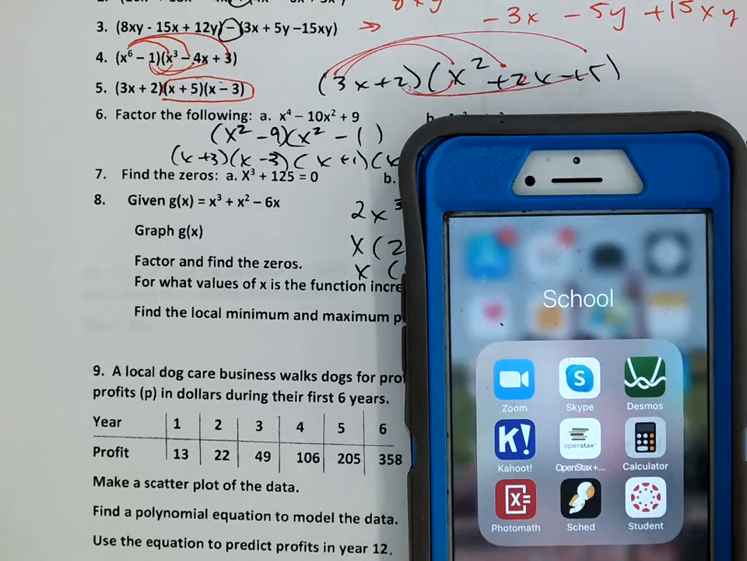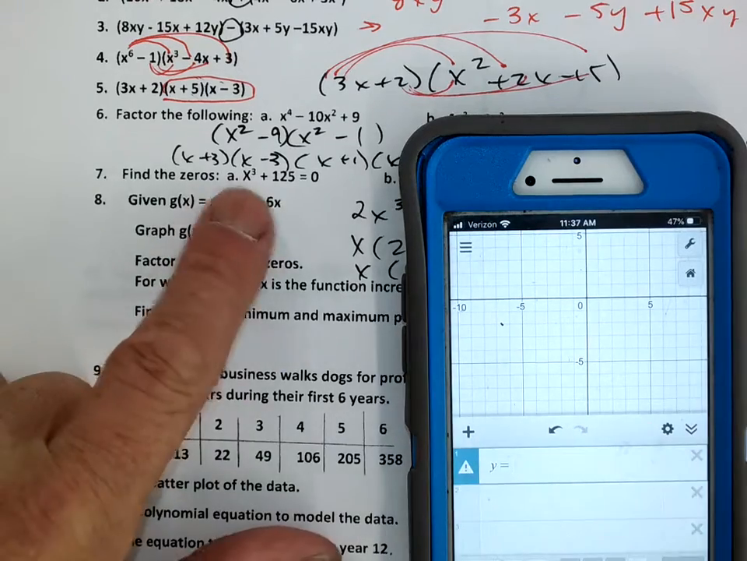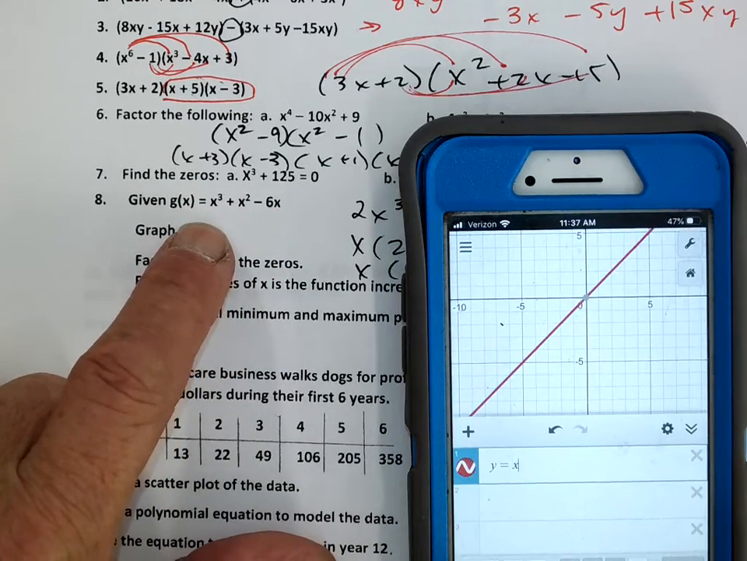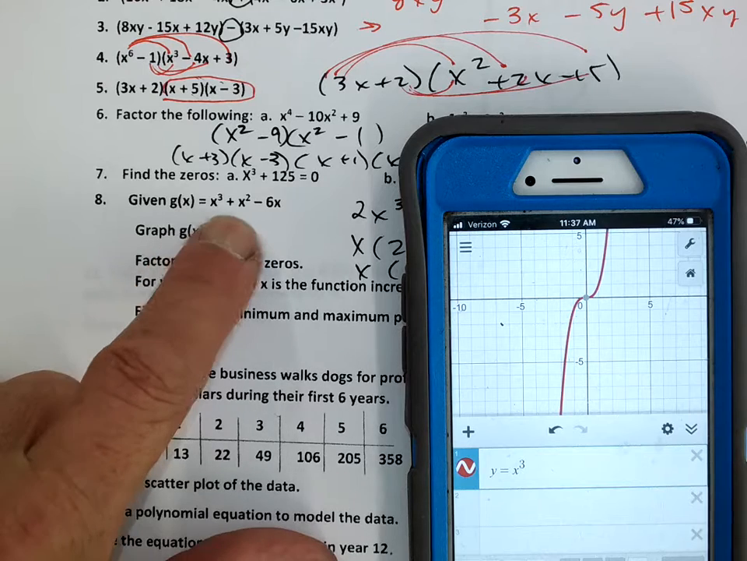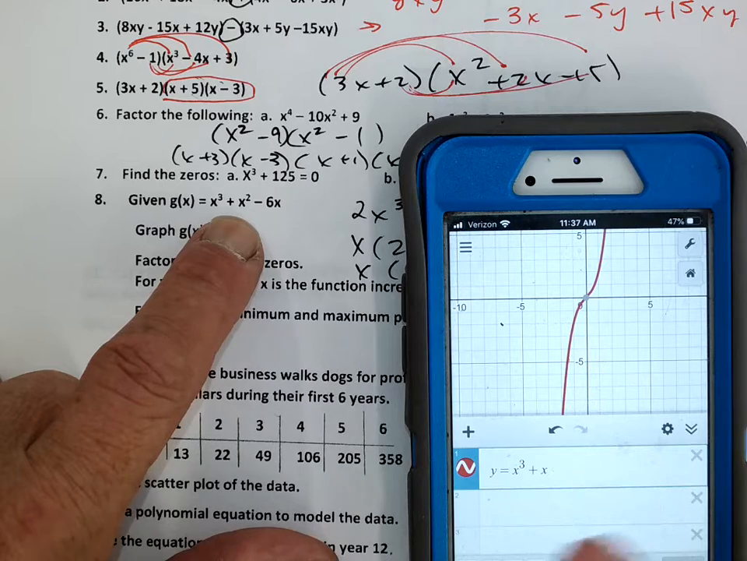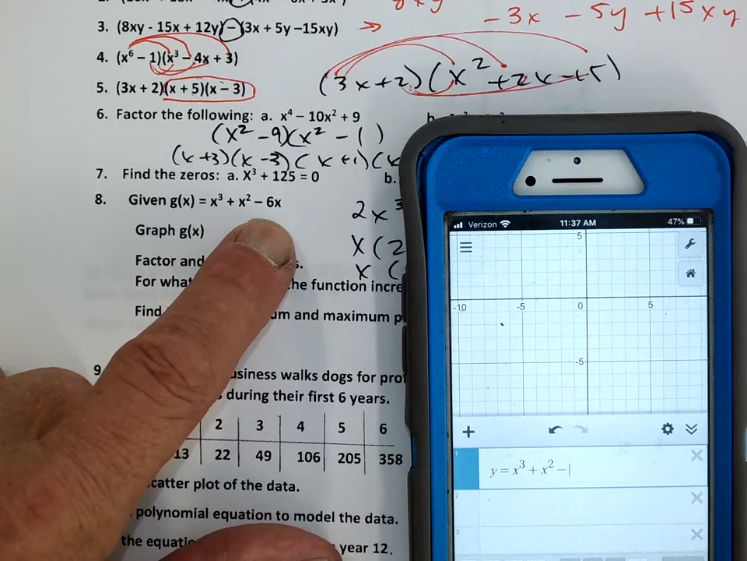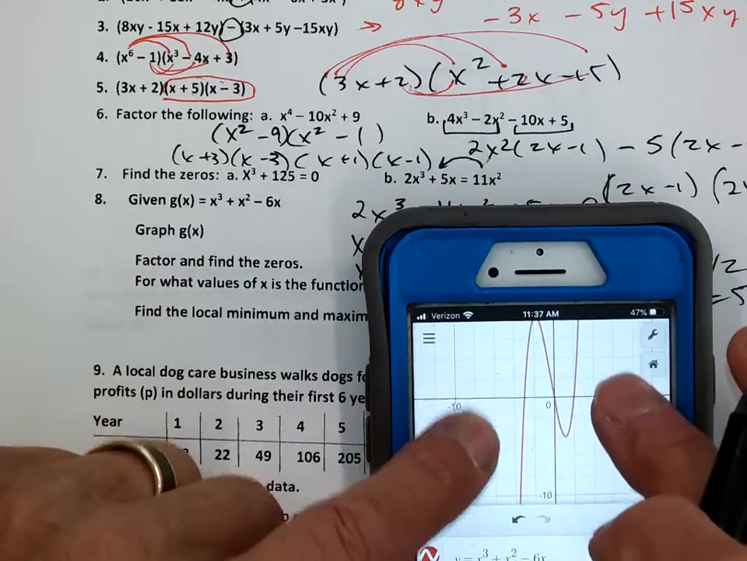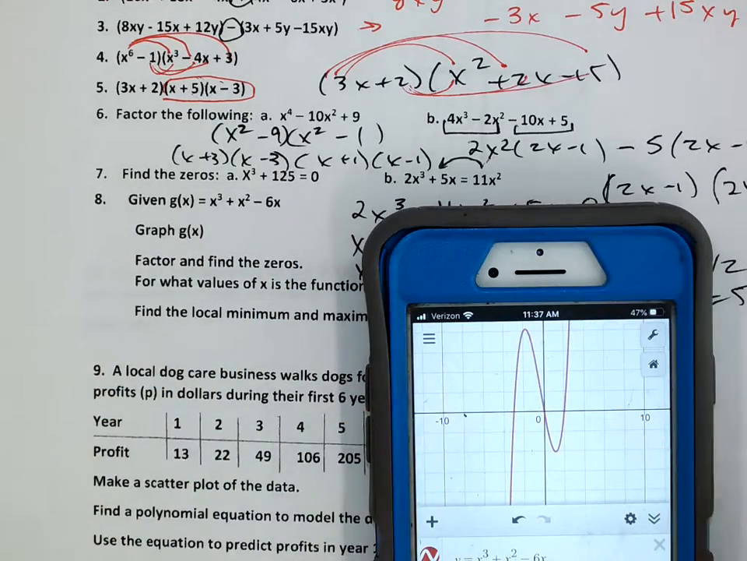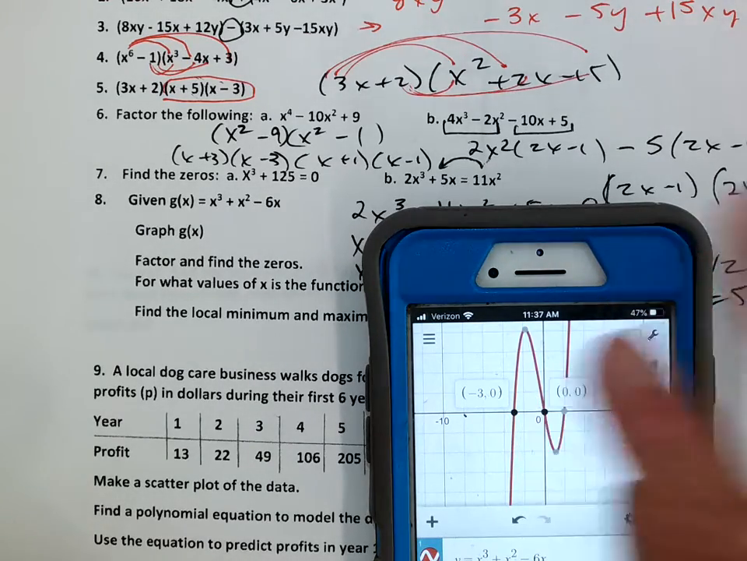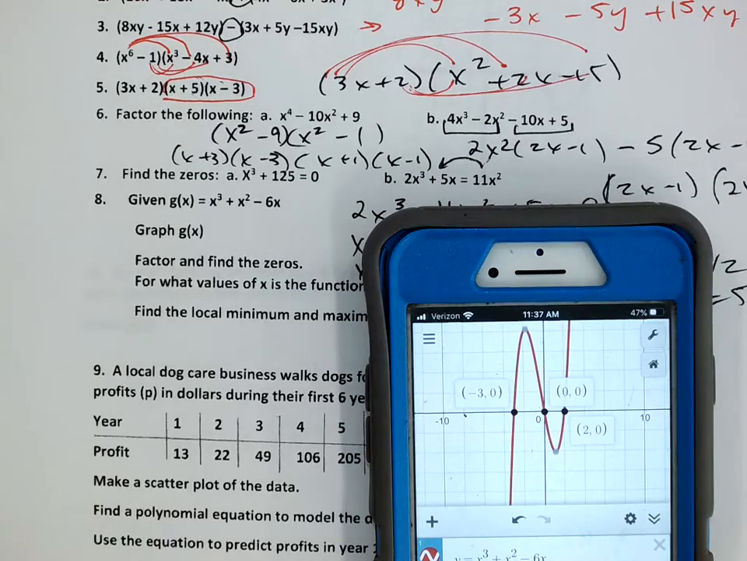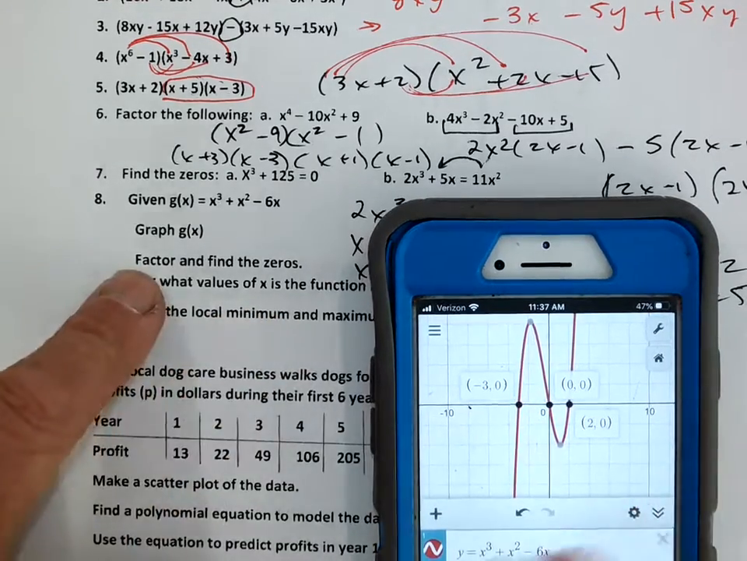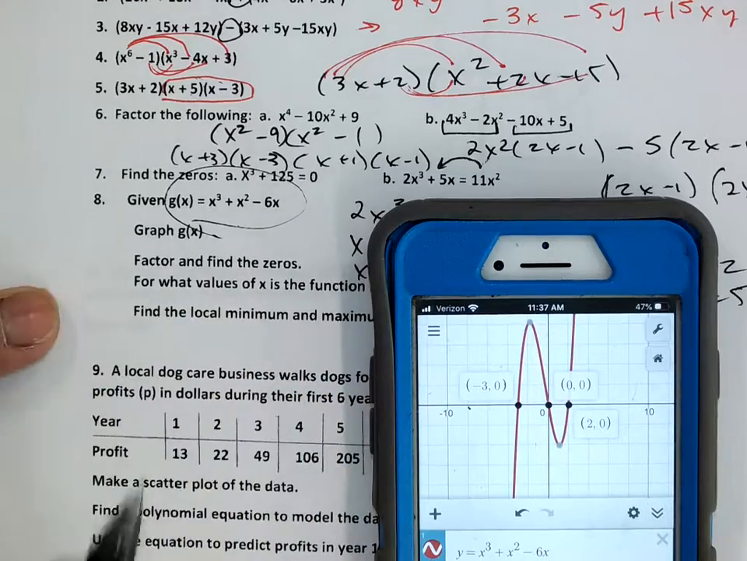Desmos, come on. So I'm going to go x cubed plus x squared minus 6x. And you can see from this, if you want zeros, boom, there's 1, 0, negative 3, 0, 0, 0, and 2, 0. Okay. I can also get, it says factor, and I probably will ask you to factor it, so common factor out an x to get those answers.